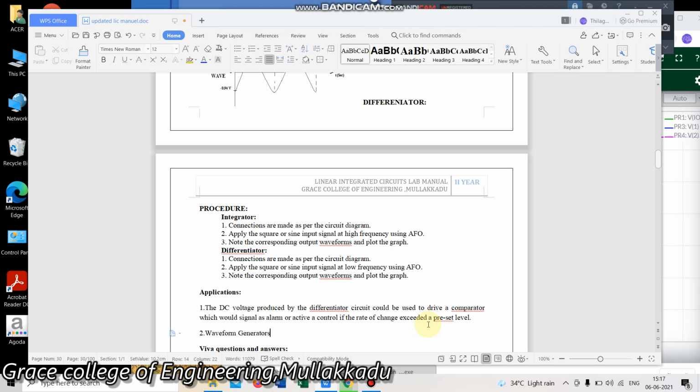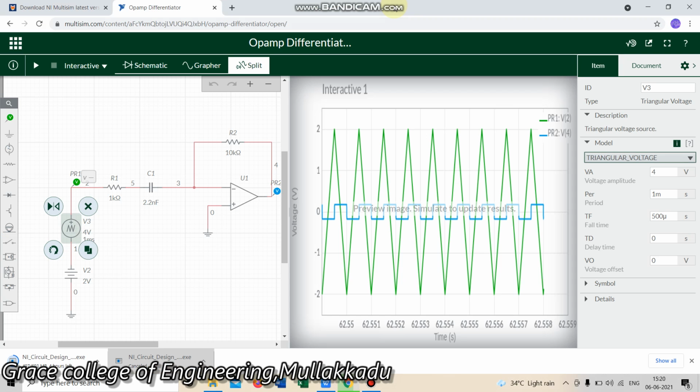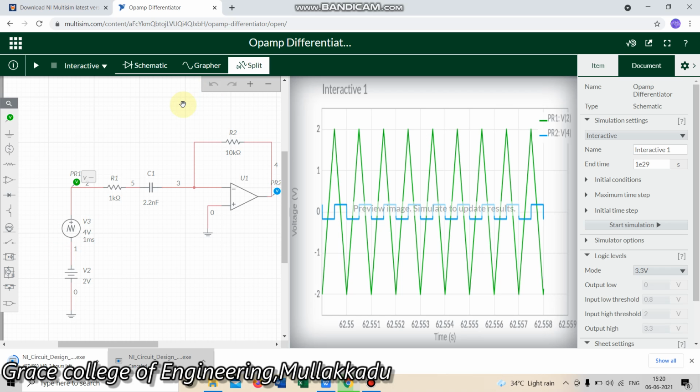Now we are going to see the simulation output for this integrator and differentiator. Now we are going to see the Multisim output for the differentiator. This is the circuit diagram for the differentiator. In the differentiator, the input negative terminal is connected to the RC combination, that is, a series combination. Here is the input function generator, where we have to set the waveform. We give the input in this terminal and take the output from this terminal. Here the green color indicates the input and the blue color indicates the output.